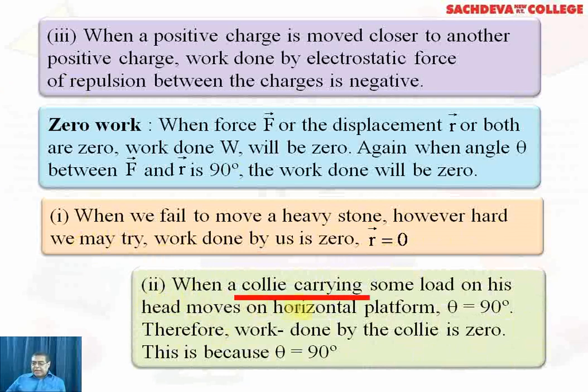When a coolie carrying some load on his head moves on a horizontal platform, theta will be 90. And when we write cos 90, it will become 0. Therefore, work done by the coolie is 0 in the horizontal direction. That is because theta is 90 and cos 90 will be 0.